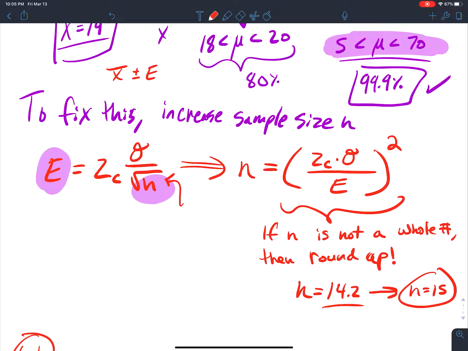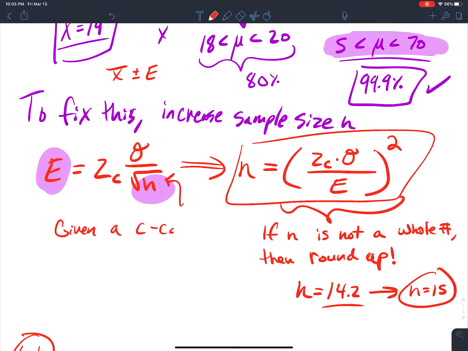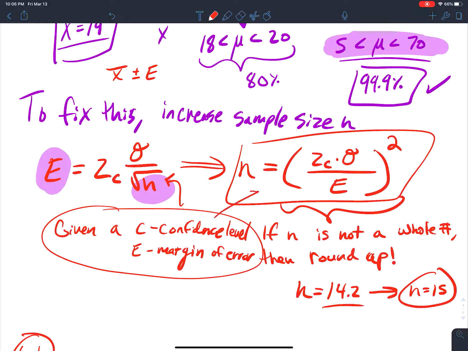That's what we're doing. All right, so this is used when you're given a C confidence level and E margin of error. So make sure you know this formula. It should be easy points for your test. Okay.